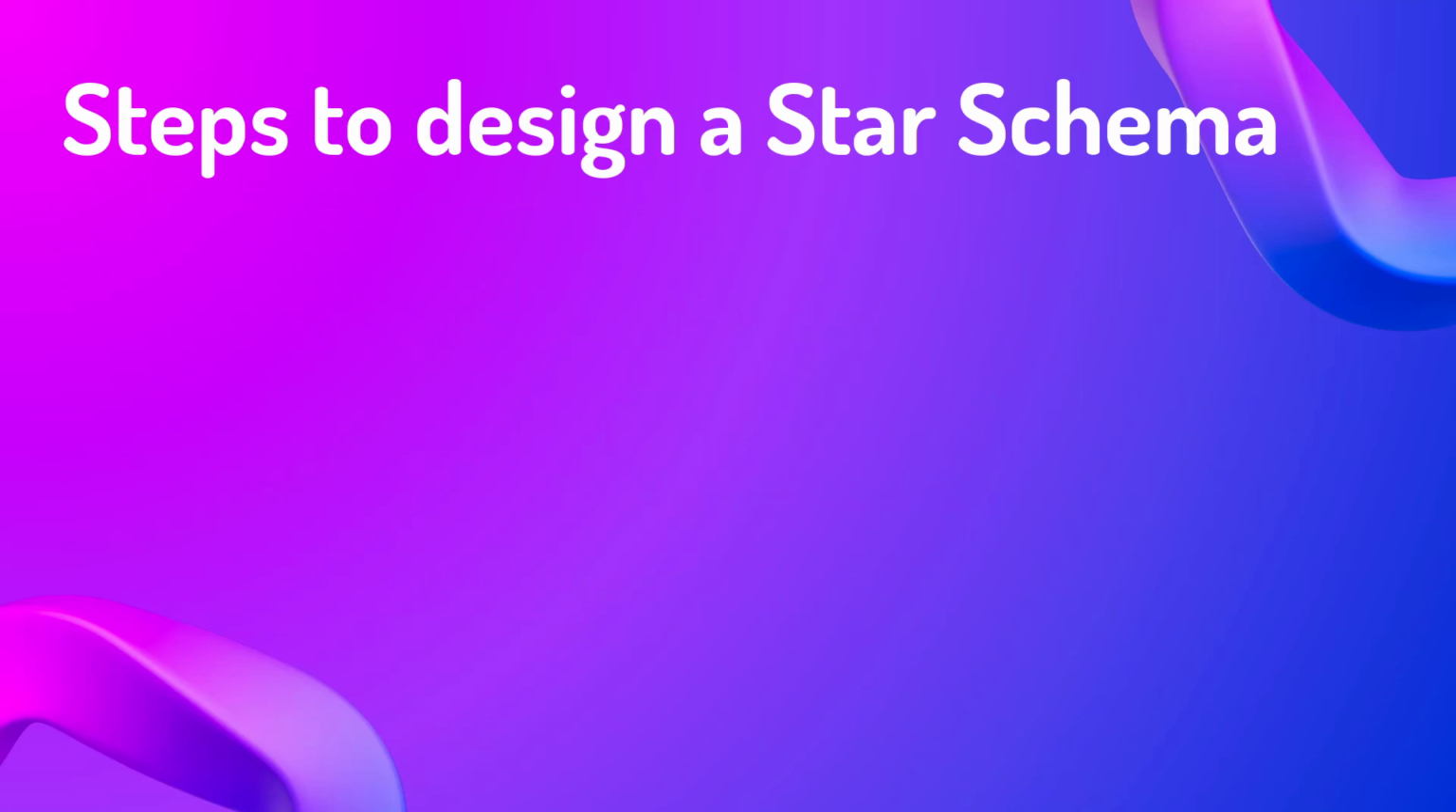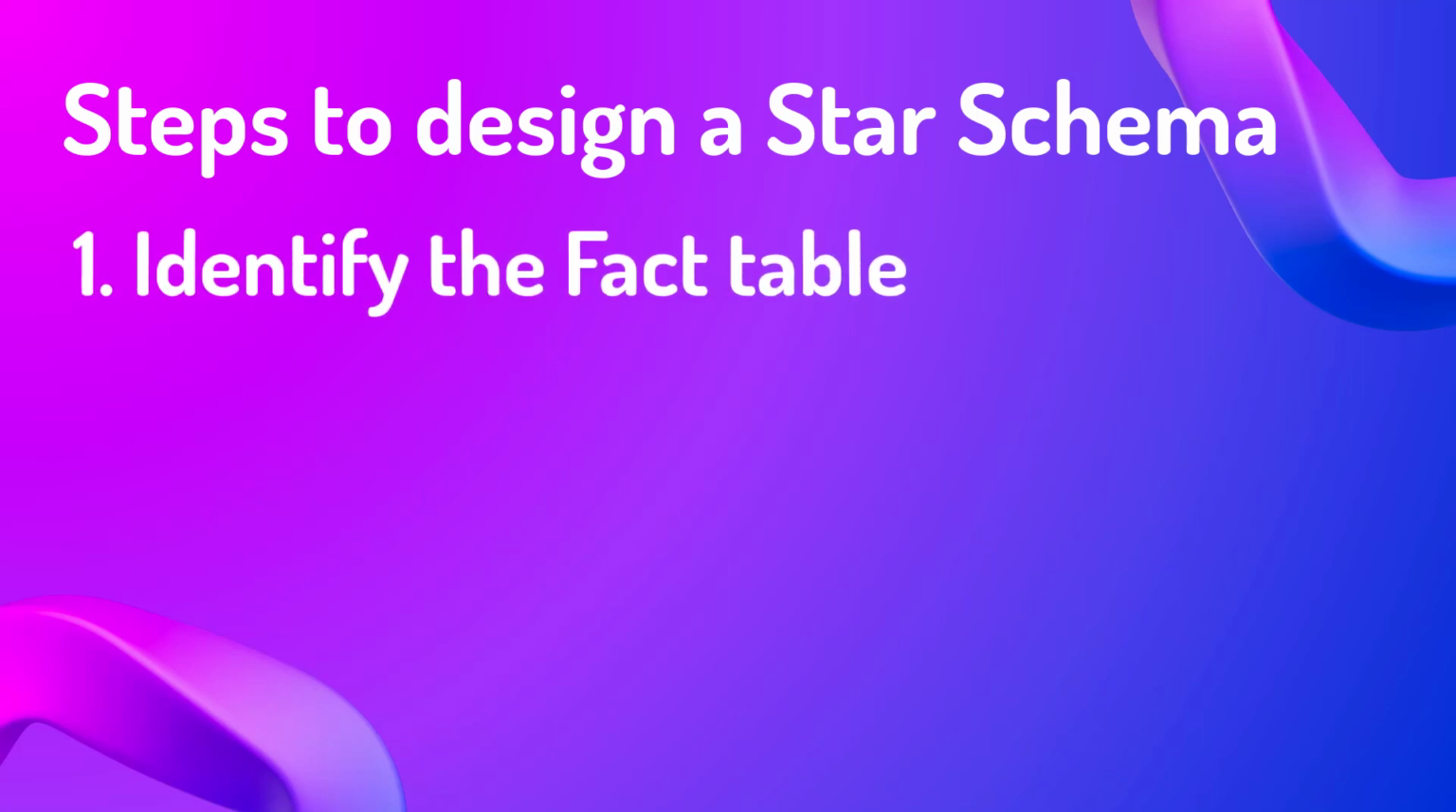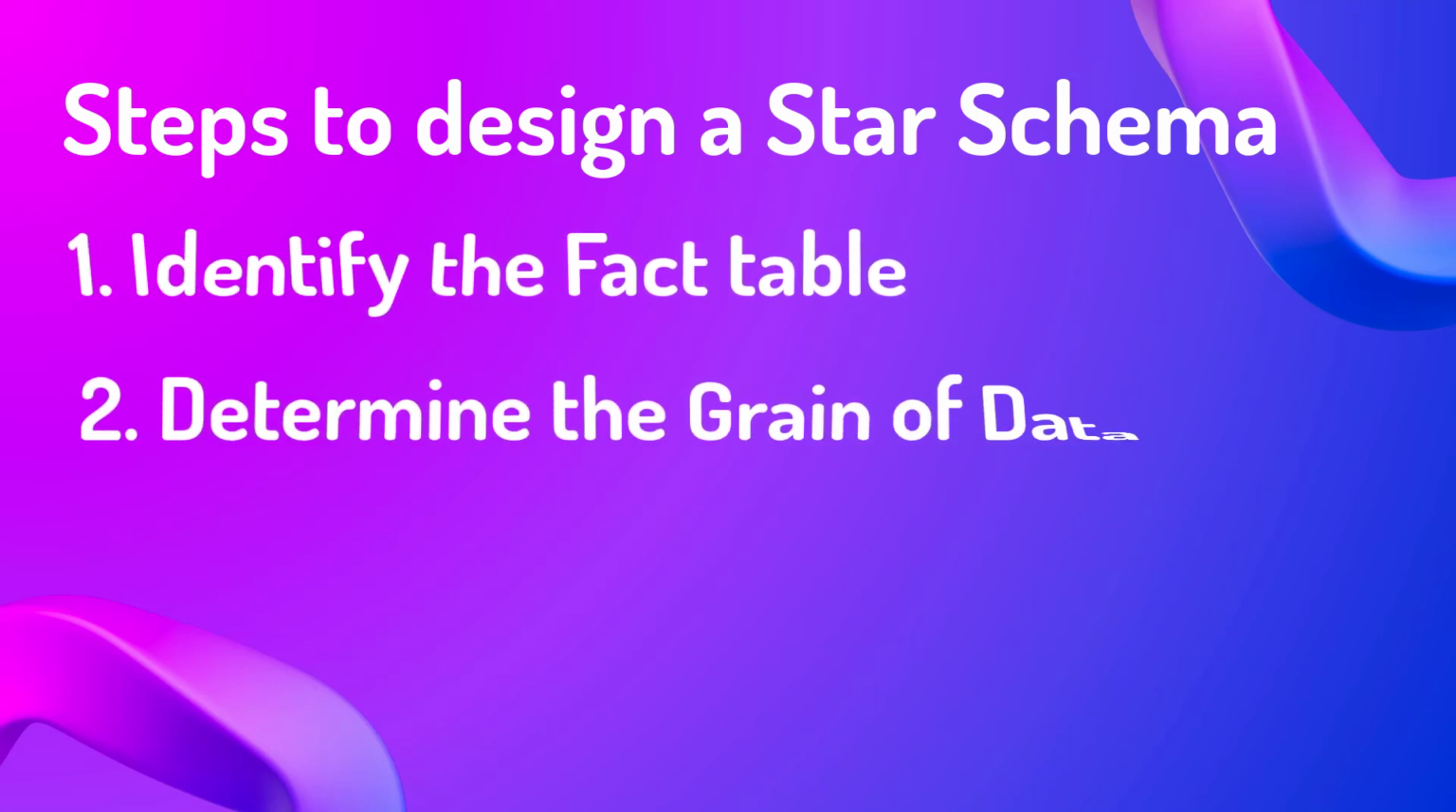Now let's break down the steps to design a Star Schema. There are four main steps that you can go through. Firstly, identify the fact table. We already know that the fact table contains the quantitative data or metrics that we want to analyze, for example, our sales transactions. Secondly, determine the grain of data. The grain defines the level of detail or granularity of the data in your fact table. For example, in our sales transaction, the grain could be each individual sale or transaction.